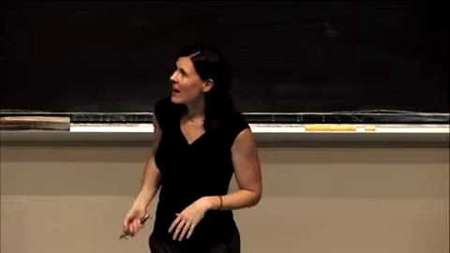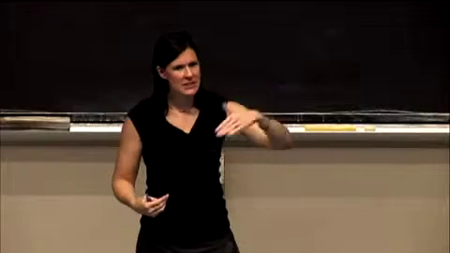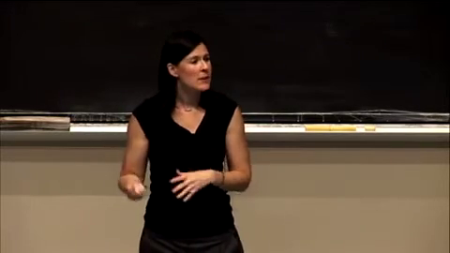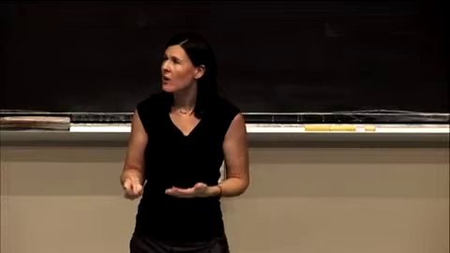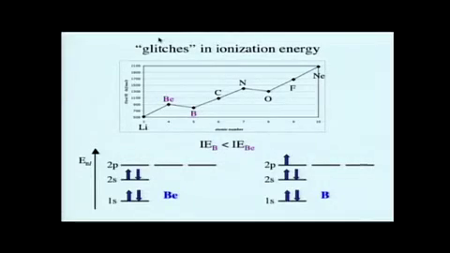So it turns out that in this case, and any time that we're going from filling in the 2s to a 2p, we actually see that little bit of a glitch in ionization energy. It's shown here for the second row, but it's actually also going to be true for the third row. The same thing happens when you're going from filling in the 2s to putting that first electron into the 2p.